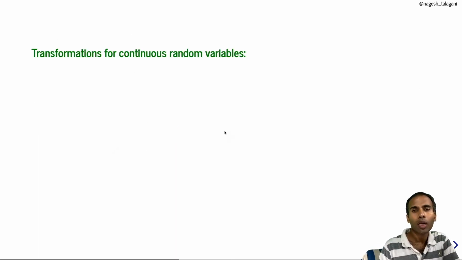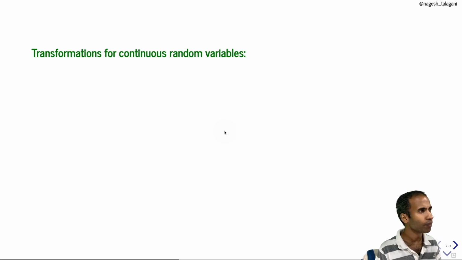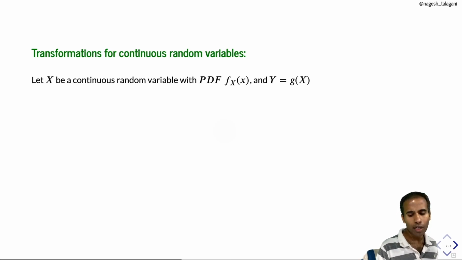Now let us see probability distributions of transformations for continuous type random variables. Let X be a continuous random variable with a PDF small f of x, and we have a transformation Y equal to g of X. Then we want to find the PDF of Y in terms of the PDF of X. One way is first somehow get the CDF of Y, then differentiate it to get the PDF of Y.